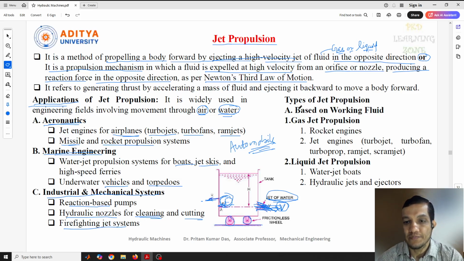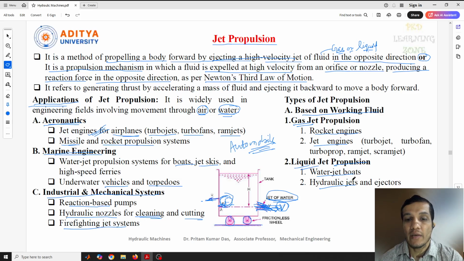One is based on the working fluid. This working fluid may be a gas or a liquid. In gas jet propulsion, it may be a rocket engine or a jet engine, like what we have seen here, the jet engine for airplanes. In liquid propulsion, it may be water jet boats or hydraulic jet ejectors. It can be called hydraulic jet ejectors.